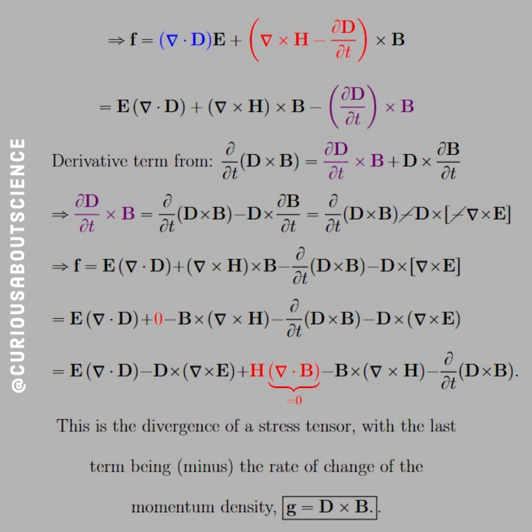So we have little f. And now we just move it on through, so we don't have to integrate. Here we switch the order of E and the divergence of D, since the divergence is a scalar, so we can move that through. But we need to distribute the cross product, so we have a curl of H cross B, and then we also have minus partial D dt cross B.